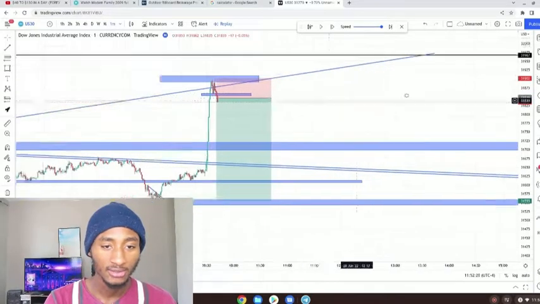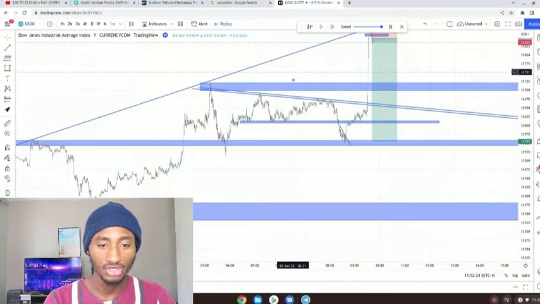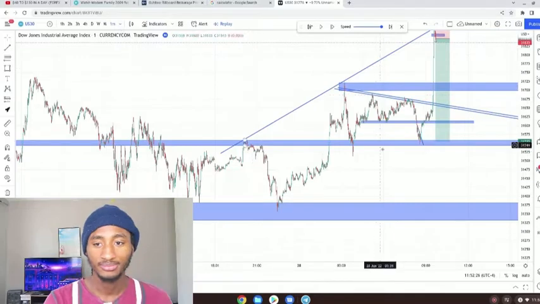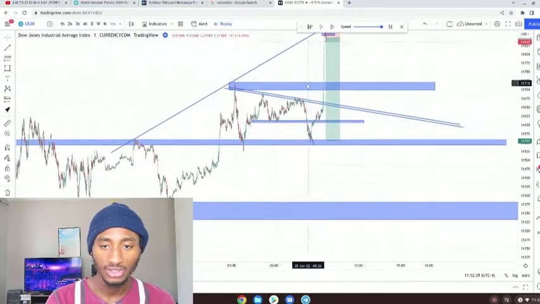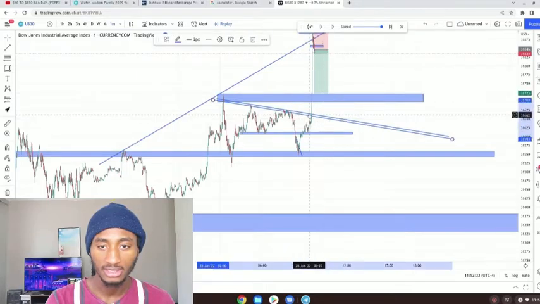Alright, so right now I'm holding this trade all the way down here because I feel like the market is going to drop crazy. Or you can hold your trade all the way down here, all the way right there. Let's check this out real quick.